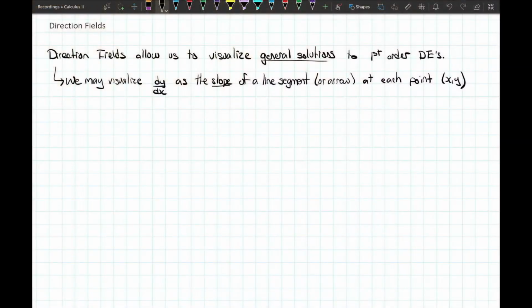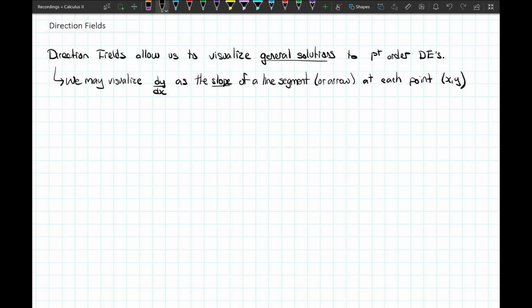So let's start off with a direction field. It's simply a way to visualize general solutions to first order differential equations. At any point x, y, we could visualize dy/dx as the slope of a little line segment at that point, or if we want to, we could use an arrow. And then we can plot all those little line segments or arrows all across our Cartesian plane.